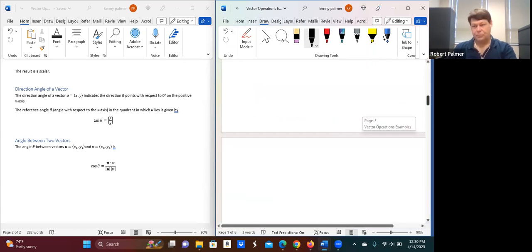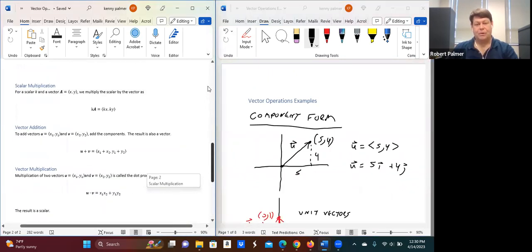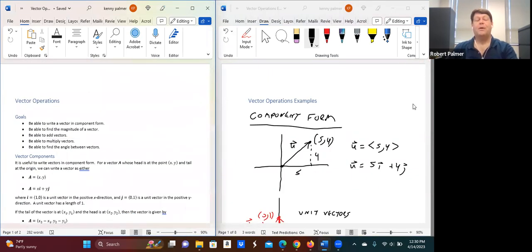Okay, so what we learned today are some basic vector operations. We learned how to write vectors in component form, how to find their magnitudes, how to add and subtract vectors, and multiply vectors using the dot product. Also we talked about the angle between vectors and the direction angle.